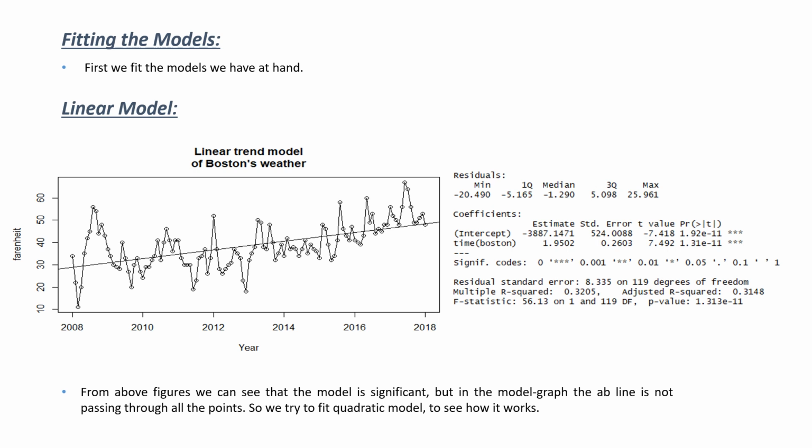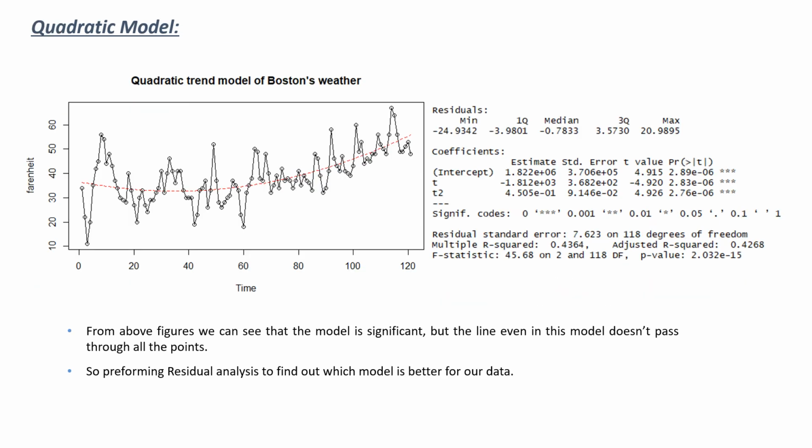Following this is fitting the model. The first model is the linear model. When plotting the linear model, the line fails to capture multiple points even though the p-value is less than 0.05. Then we decided to test a quadratic model as well. When performed, we received the same results as the linear model. That is, it did not capture more points.